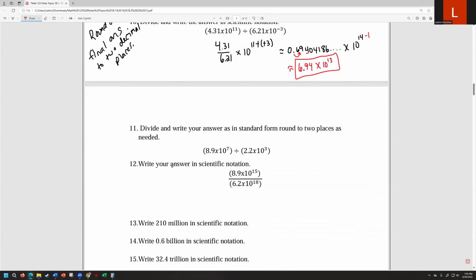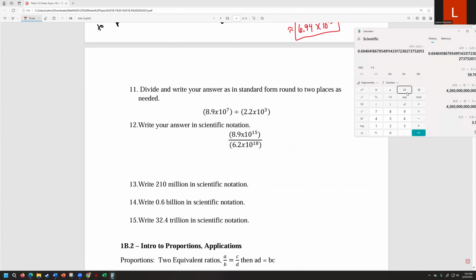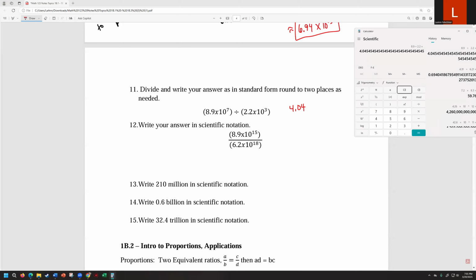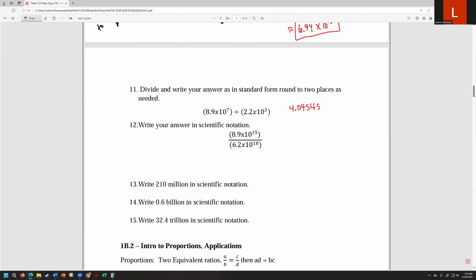Okay. All right, let's look at two more division ones. We have 8.9 divided by 2.2. So again, this one's another one that goes on for a long way. So I'm going to write this out to 6 or 7 decimal places. So 4.0, and I think it was just a bunch of 4 5s repeating. Yes, after that. So 4 5, 4 5, 4 5, dot, dot, dot. Our exponent is subtraction because we're dividing here. So it's 7 minus 3. That's a pretty basic one. So that's going to be just 10 to the fourth. And they want us to round it to 2 decimal places or to two places as needed.